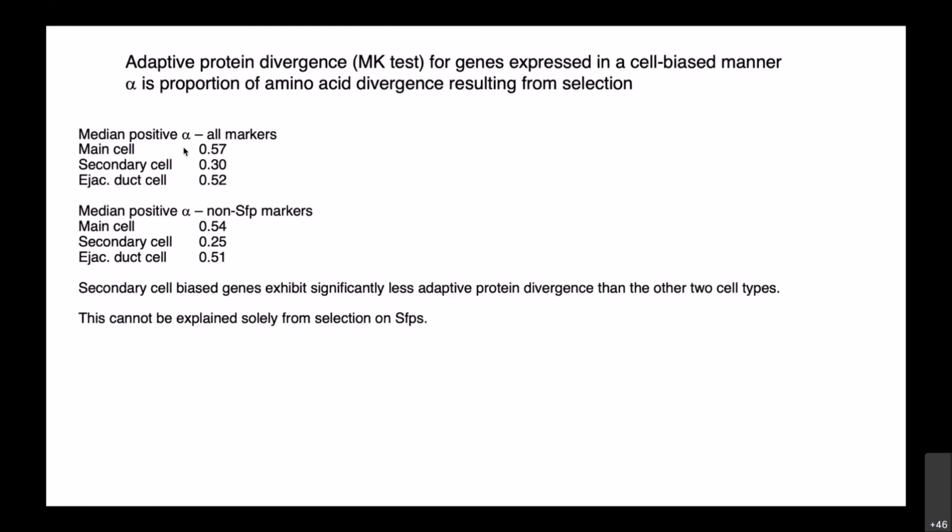Now, this could be driven by variation in SFIP production because seminal fluid proteins are known to be evolving very rapidly and in many cases adaptively. But when you do this analysis for the non-SFIP markers, the cell-biased genes that are not SFIPs, you basically get the same result. So this seems like a pretty general finding that for some reason, secondary cell-biased genes seem to be experiencing less adaptive protein evolution compared to the other two cell types. And this can't be explained solely from variation in selection on SFIPs. Okay, so that's an interesting novel finding too that we hope to investigate a little bit further.